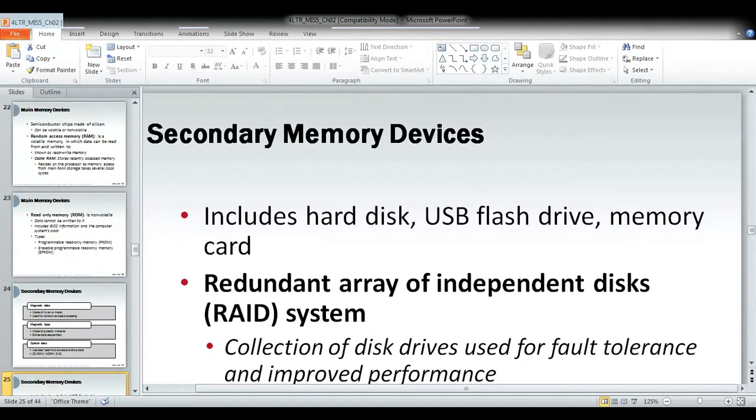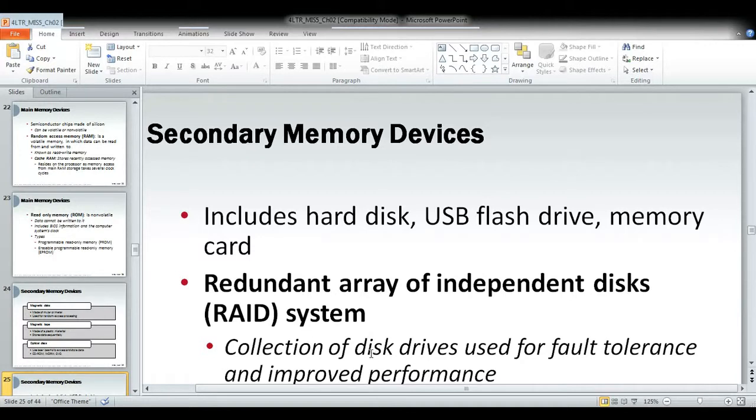So what is a redundant array of independent disks, which is called RAID? RAID is basically a collection of disk drives used for fault tolerance and improved performance, and is typically found in large network systems. Data can be stored in multiple places to improve the system reliability.